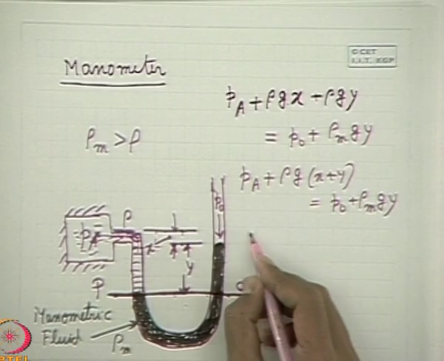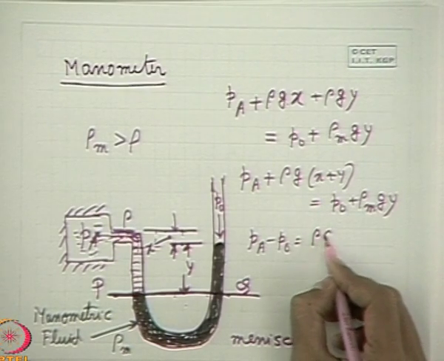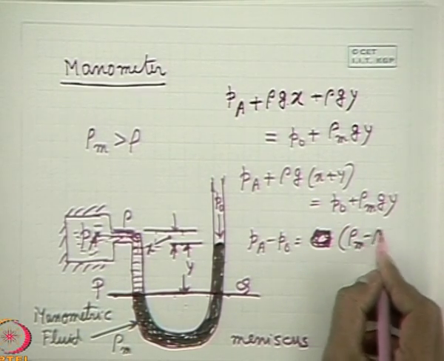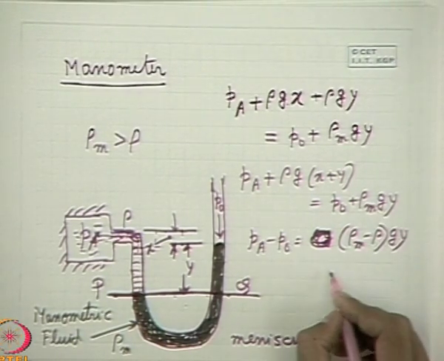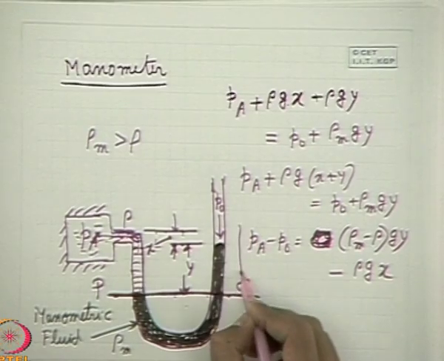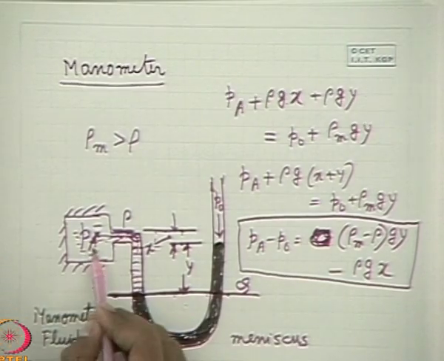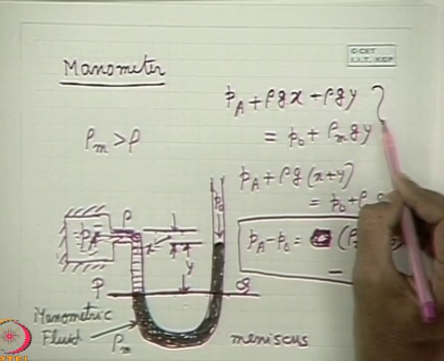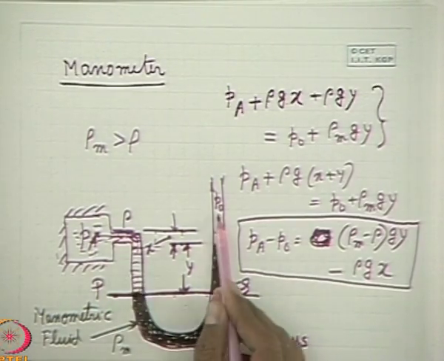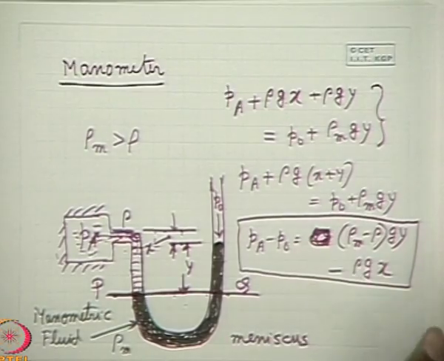So Pa minus P0 is equal to, I can write this way, (rho m minus rho) g into y, then minus rho g x. From this equation I can find out the value of Pa over P0, that means the gauge pressure of this system. This equation is known as the manometric equation, by which we can make out the pressure. That means we can make the pressure balance from the 2 sides of the manometer. These are known as the manometric equations.